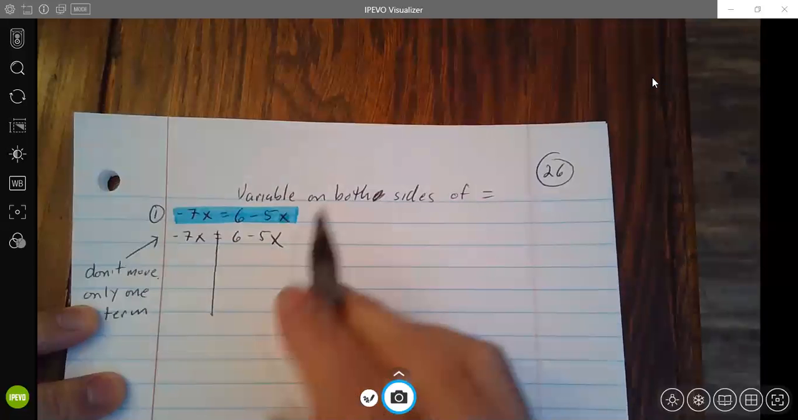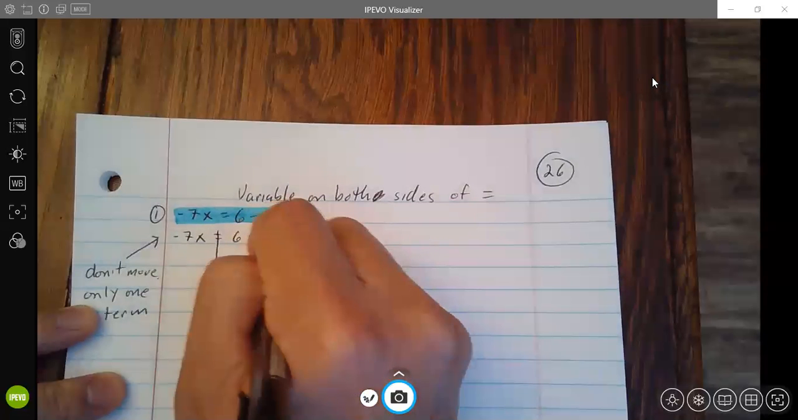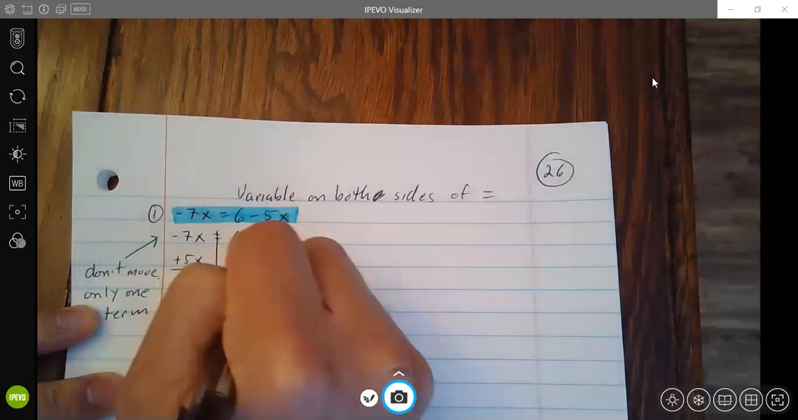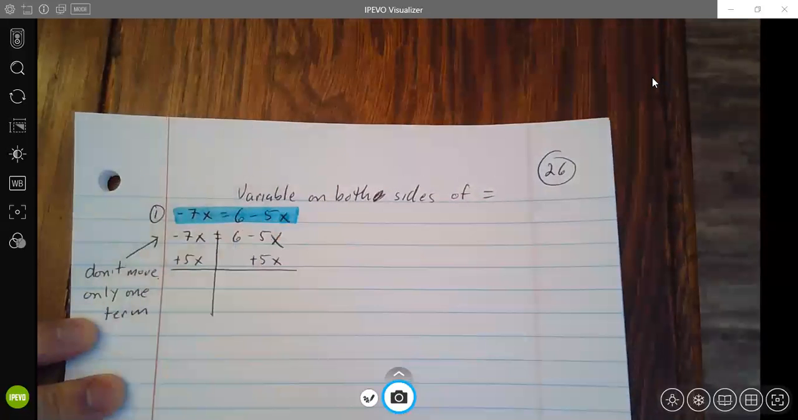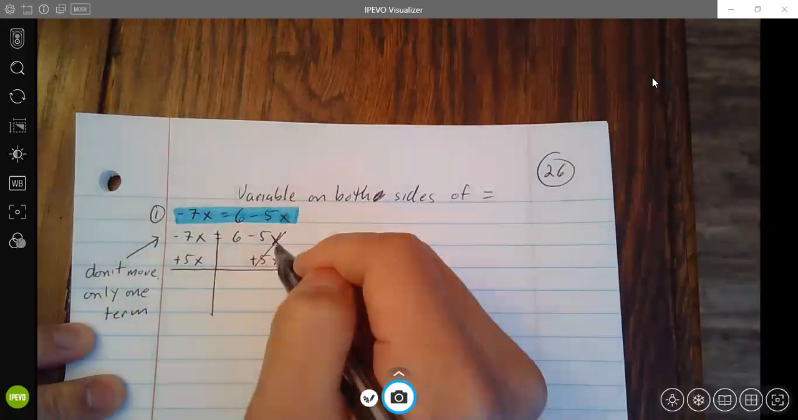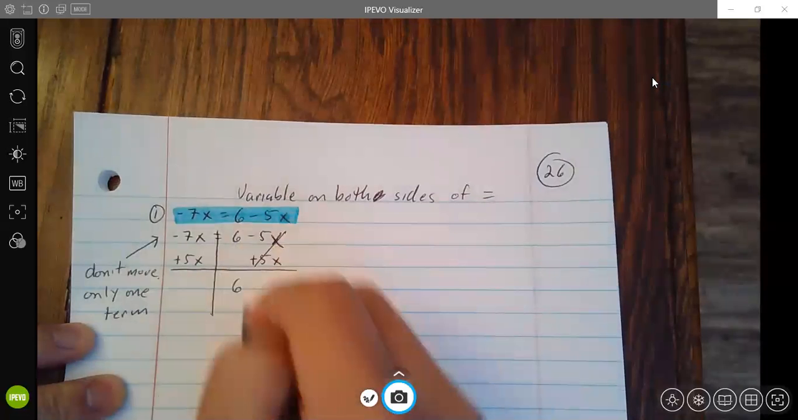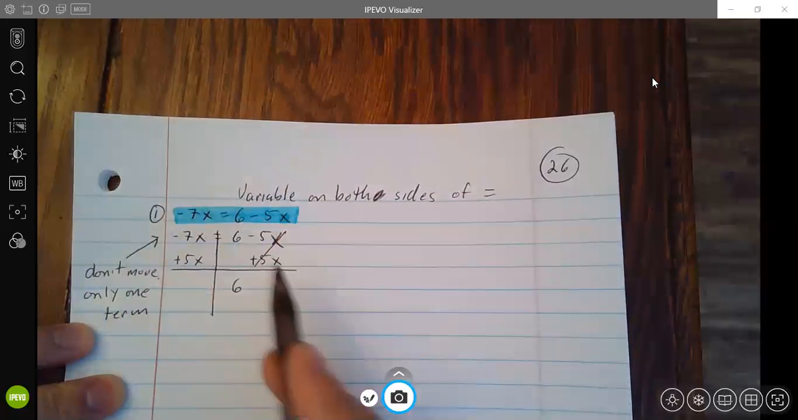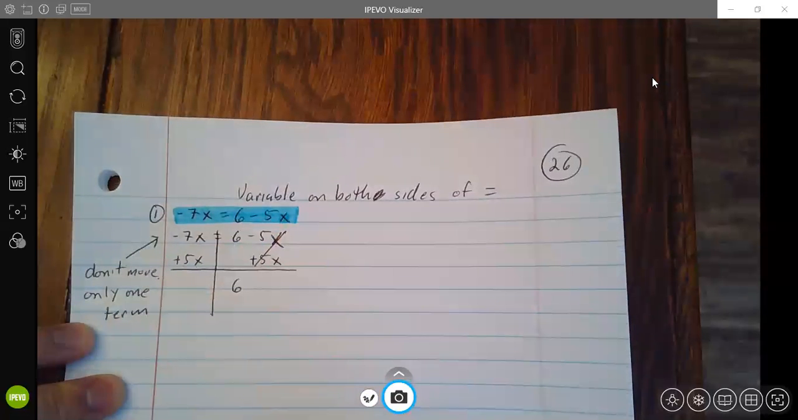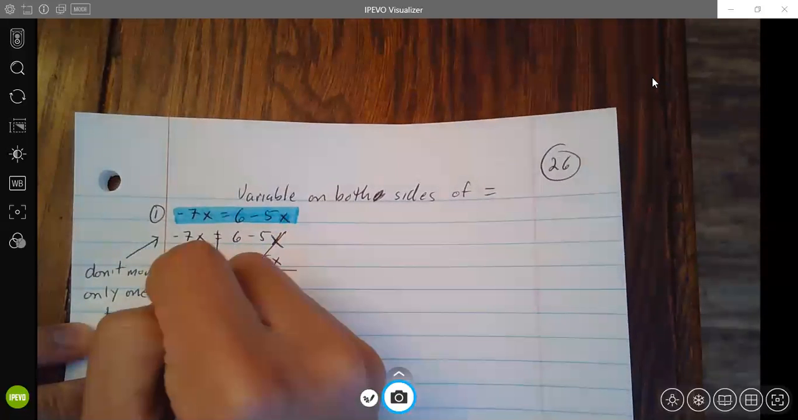So what I'm going to do is I'm going to add the 5x. Do the opposite sign and add 5x to both sides. Okay, so that negative 5 plus 5 for the x, that's gone. I just have this 6 left over. And on the other side, I have a negative 7 plus 5 for the x's. And negative 7 plus 5, okay, is negative 2x.